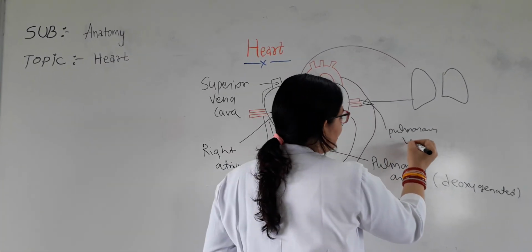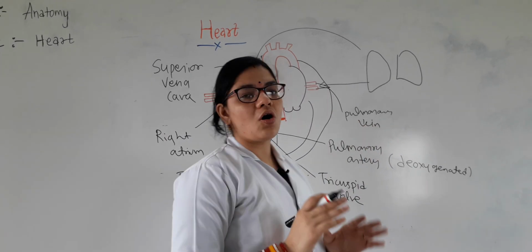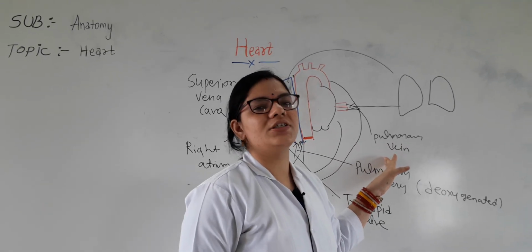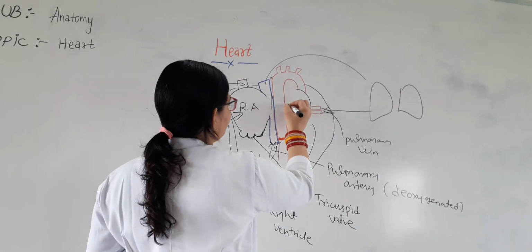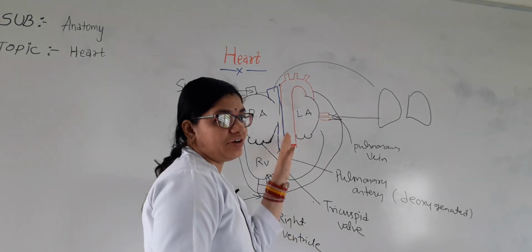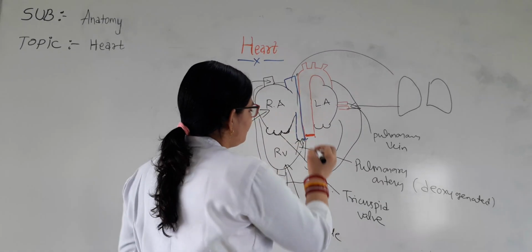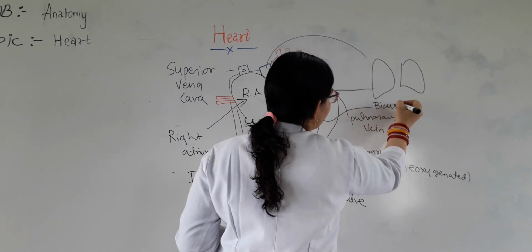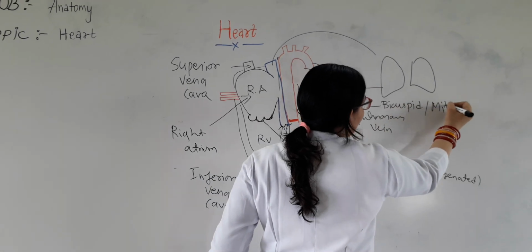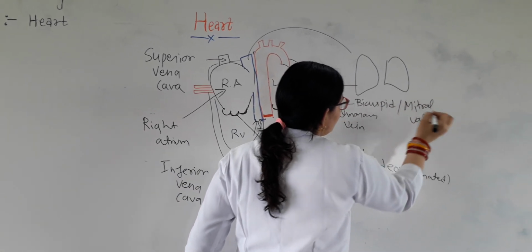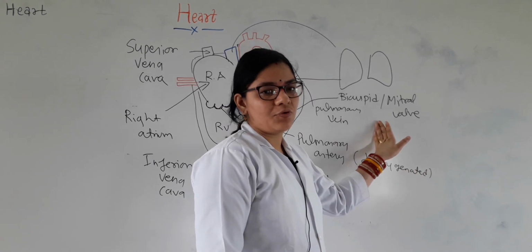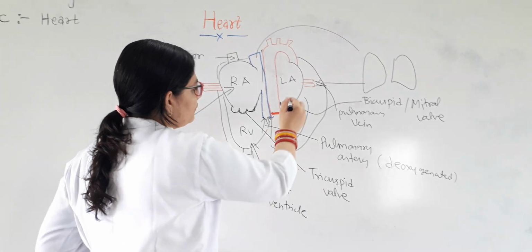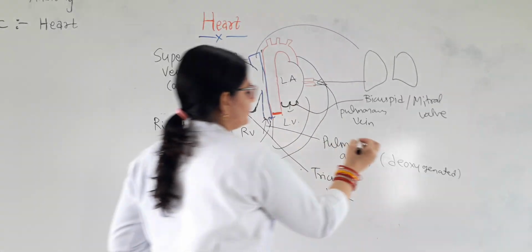The pulmonary vein is also an exception, as you all know that all of the veins carry deoxygenated blood, but the pulmonary vein carries oxygenated blood. So it will go into the left atrium. So the left atrium carries the oxygenated blood. After that, you can see there is again a valve which is known as the bicuspid valve, also known as the mitral valve. The main function of the valve is to prevent the backflow of blood. So from the bicuspid, because there are 2 cusps, it will go into the left ventricle.